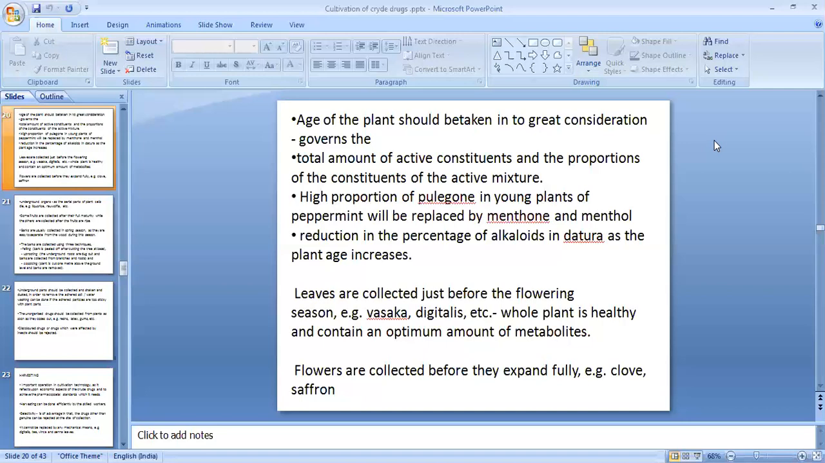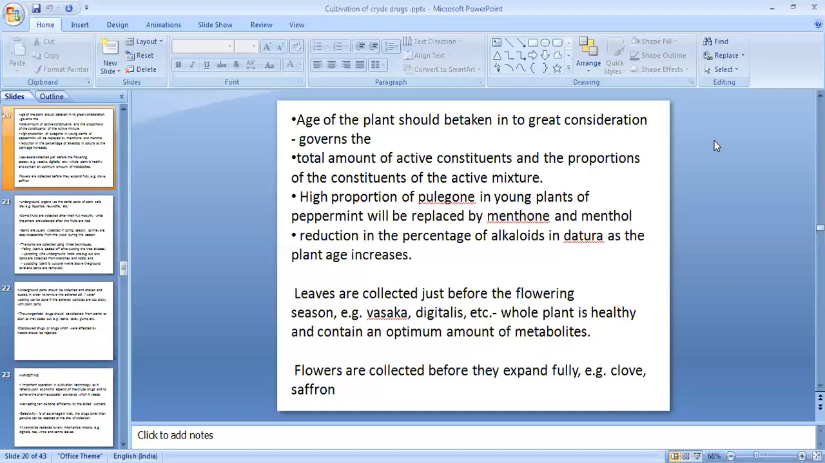when they are collected. When you see the leaves, they should be collected just before the flowering season. Examples are Vasaka, Digitalis, Datura, and so on. Because that is the time when the whole plant is healthy and contains the maximum amount of active constituents. And the flowers should be collected before they expand fully. Examples are clove and saffron.